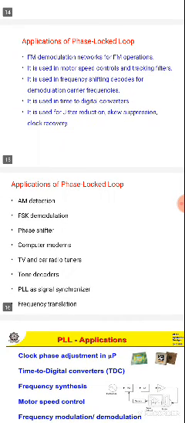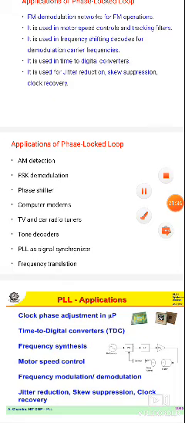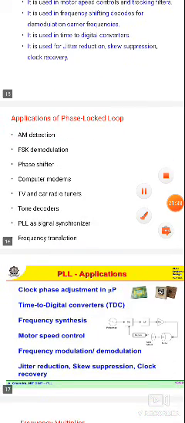It is used in time to digital converters. A time to digital converter is one application of analog to digital conversion. Next, it is used for jitter reduction and skew suppression for clock recovery. Jitter reduction and skew suppression are used for noise reduction in clock recovery signals.